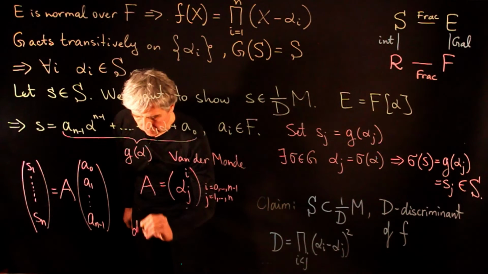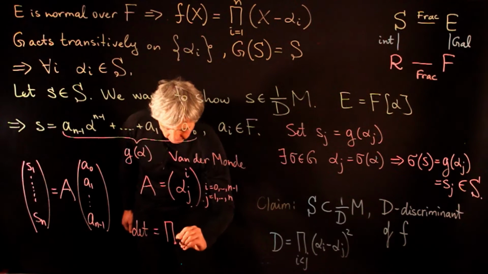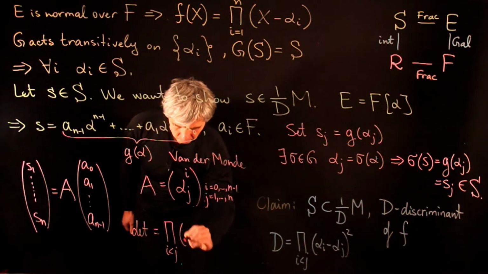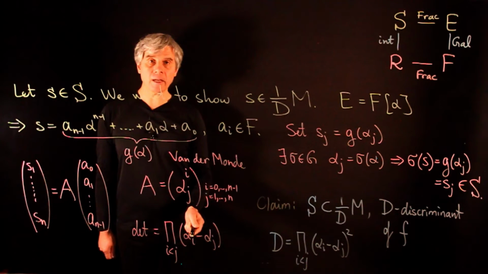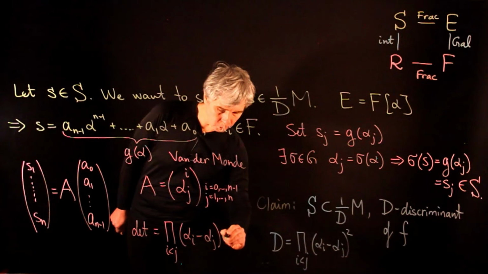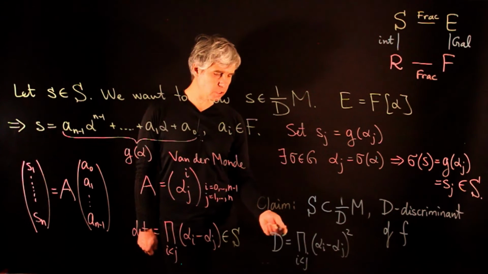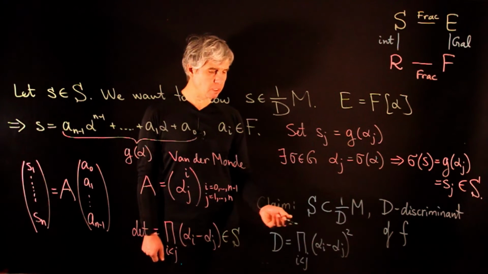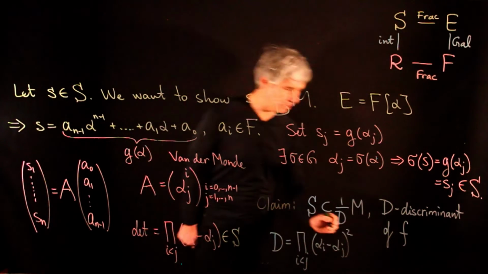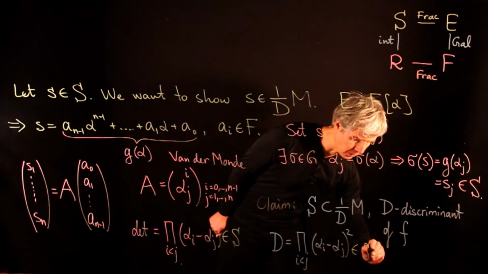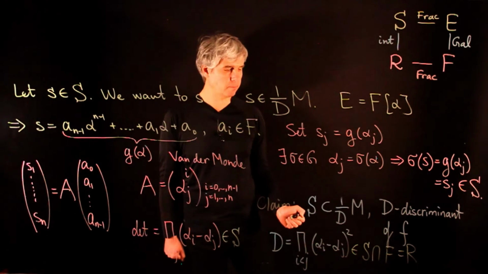And the determinant of this matrix is the square root of the discriminant. So it's the product over i less than j of alpha_i minus alpha_j. Since every alpha_i is in S, we see that the determinant of A is in S, but the square of the determinant, which is the discriminant of the polynomial f, is also G-invariant. And for this reason, it's not only in S, but it's in the intersection of S with F, which is equal to R because R is integrally closed.